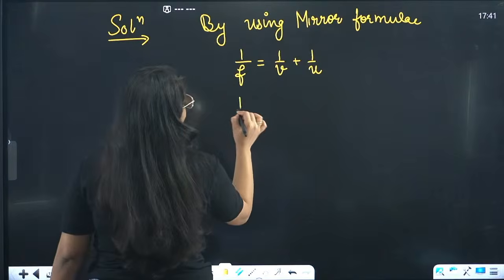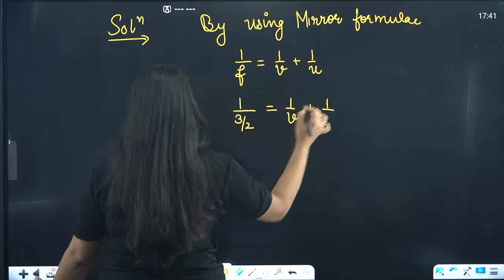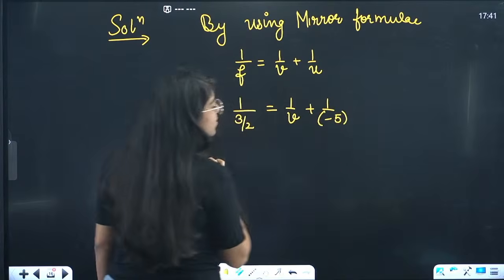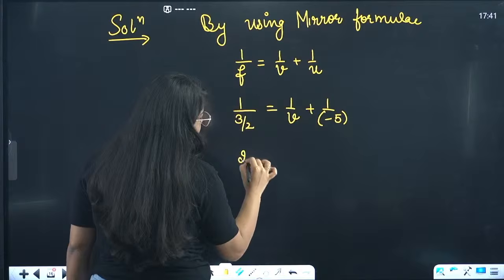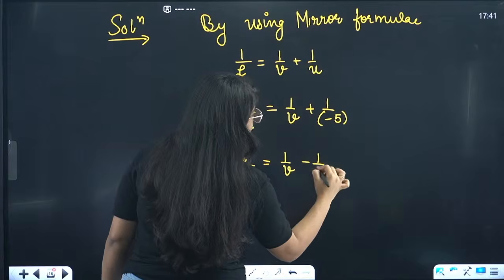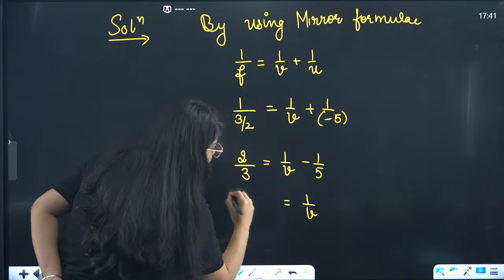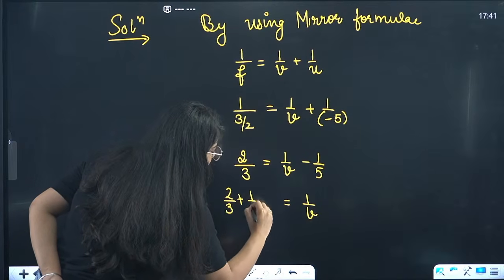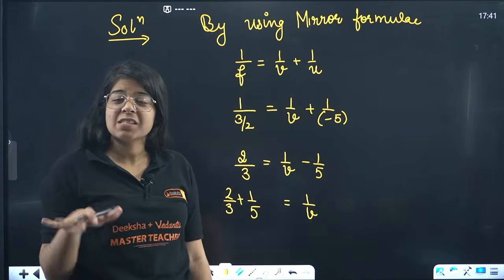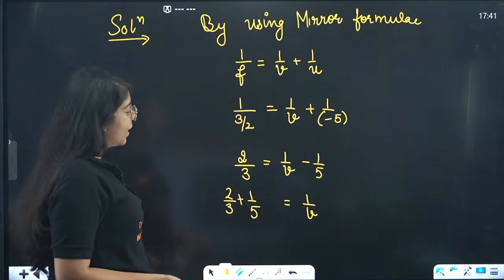So 1 by 3 by 2 equals 1 by v, which we have to find, plus 1 by u, where u is given as -5. Understood? If I reverse this, this will be 2 by 3 equals 1 by v minus 1 by 5. We will take this 5 here. 1 by v equals 2 by 3 plus 1 by 5. You can take 1.5 here, but it'll just make your calculation a little bit harder. If you do it by 3 by 2 or 2 by 3, it will be easy.